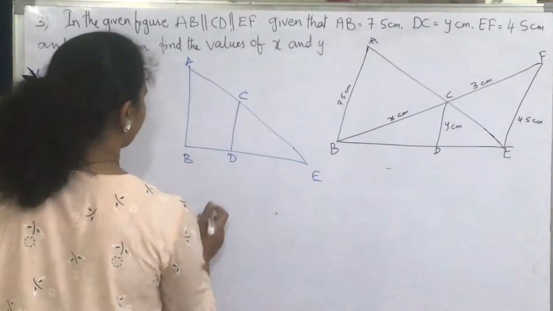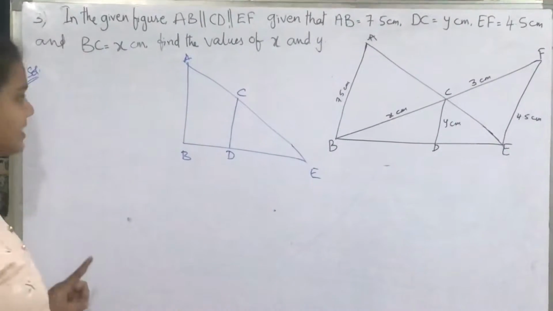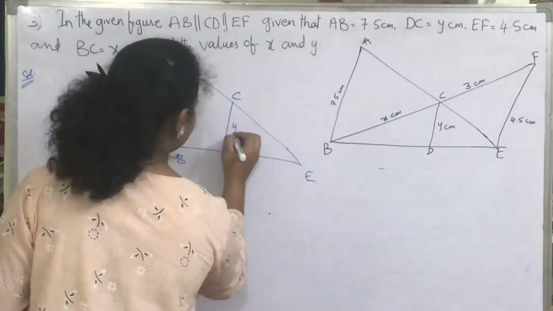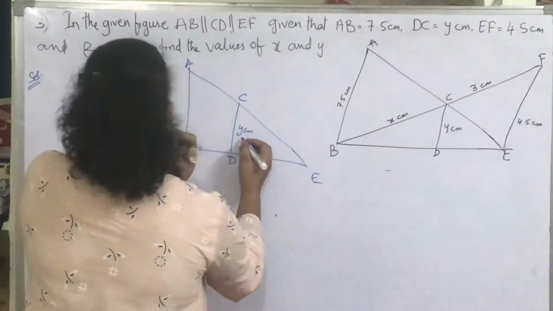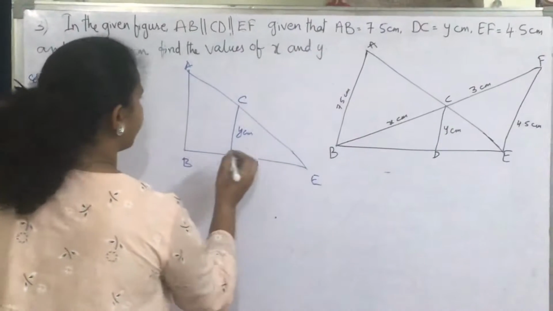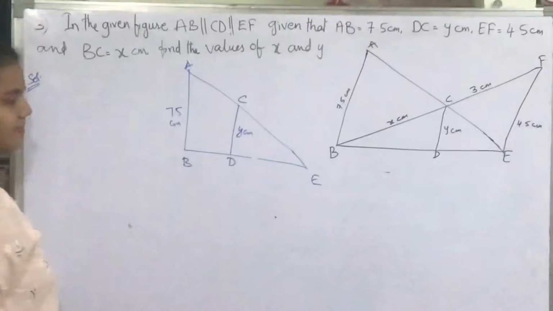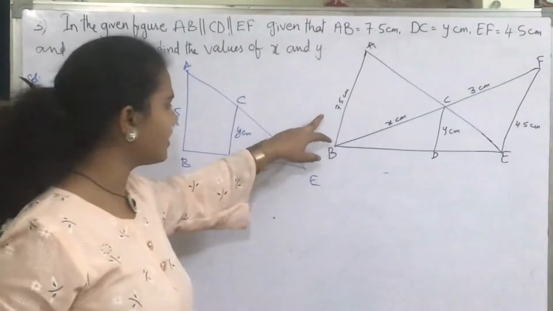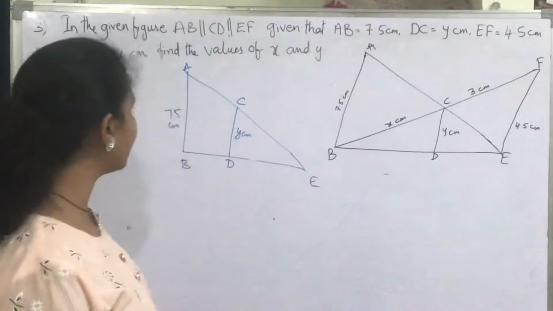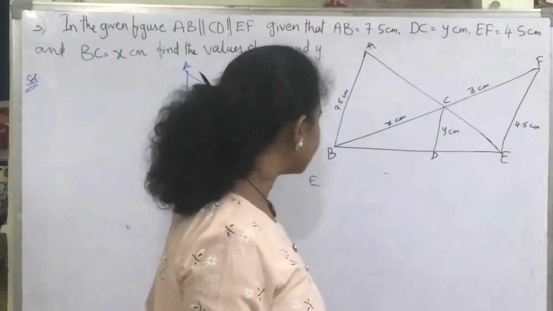Now just look into it. CD is parallel to AB, right? CD is parallel to AB, where CD equals y centimeters, and AB equals 7.5 centimeters. Right? The value is given here. AB equals 7.5 centimeters, BC equals x. So here they asked to find the values of x and y. So we need to find the value of BC and DC.